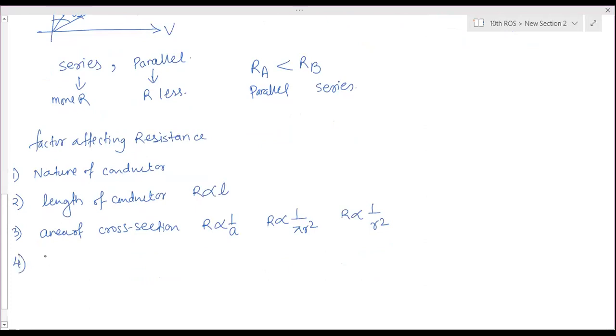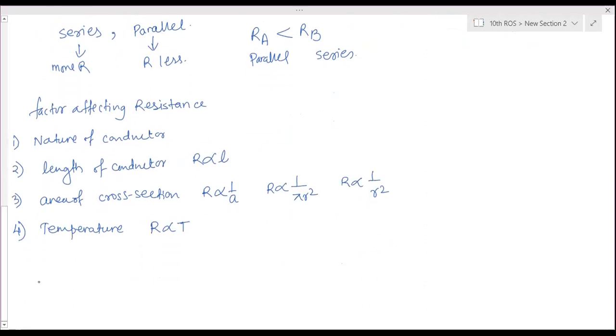And the fourth one is temperature. R is directly proportional to temperature. Temperature increases, resistance increases. Temperature decreases, resistance will also decrease. So these are the factors on which resistance depends. Then resistivity.